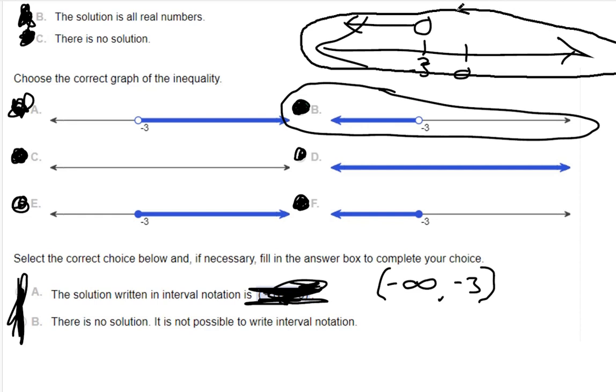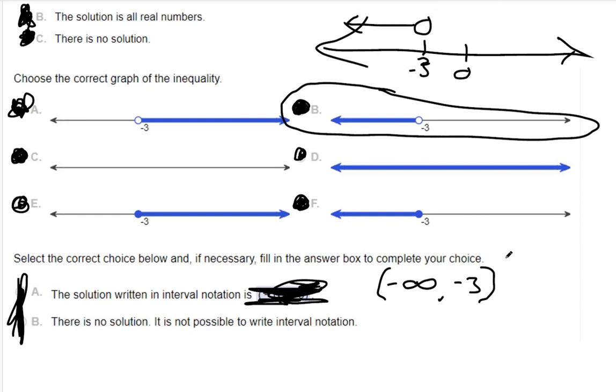Okay, so looking at the graph of your solution can help you with writing interval notation. If that was a solid dot, you put a bracket right here. That's the only difference.